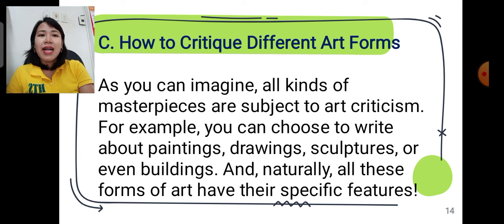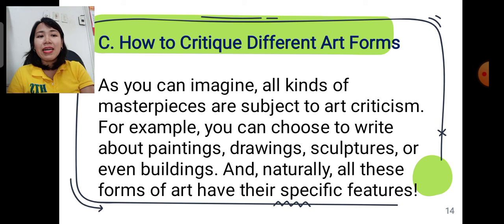So, letter C, how to critique different art forms. So, as you can imagine, all kinds of masterpieces are subject to art criticism. For example, you can choose to write about paintings, drawings, sculptures, or even buildings. And naturally, all these forms of art have their specific features.